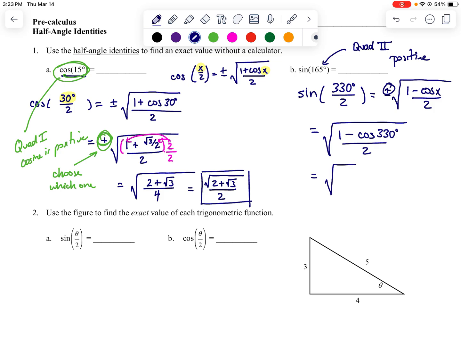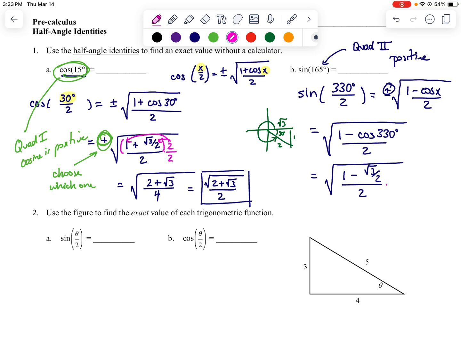So the cosine of 330 is an angle that we know, right? 330 is going to be all the way over here with a reference angle of 30. So this is going to be root 3, this is 2, this is 1. So my cosine is radical 3 over 2, all over 2.